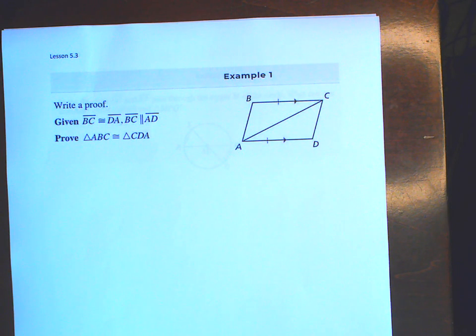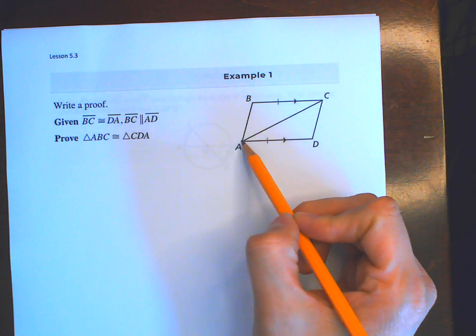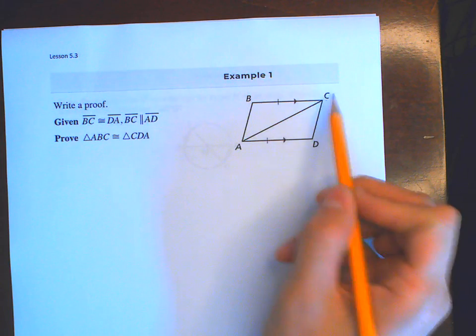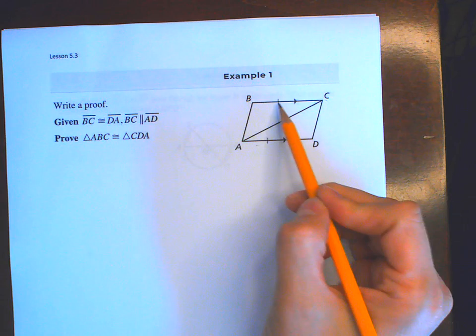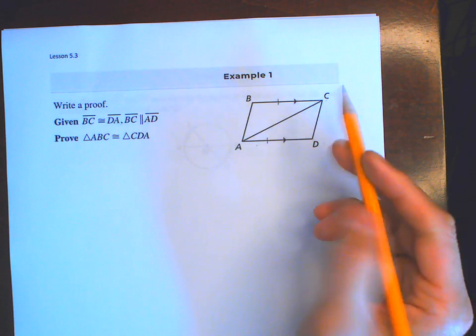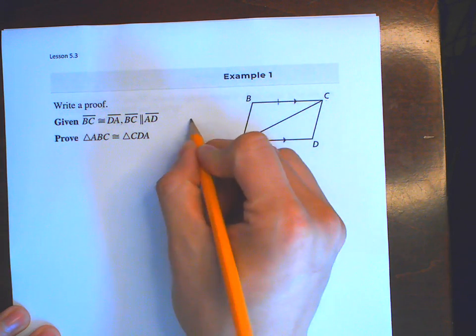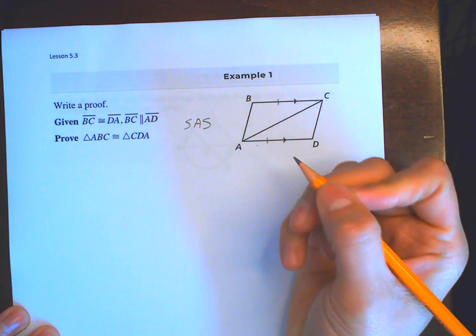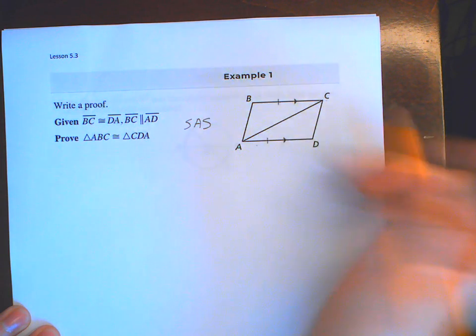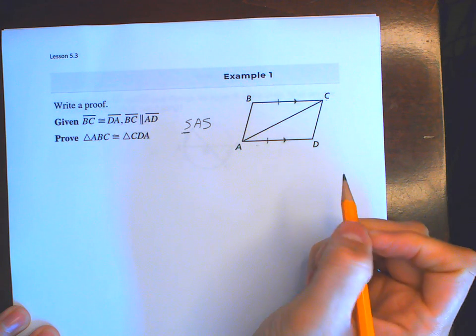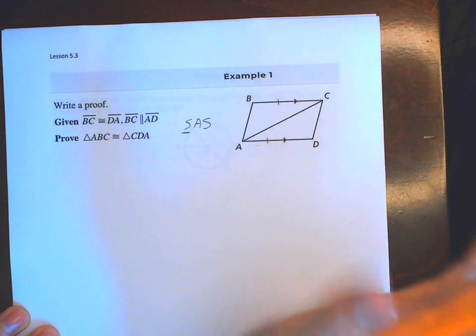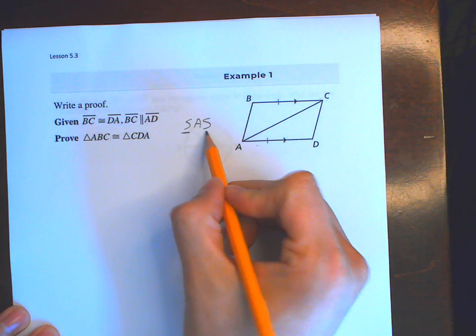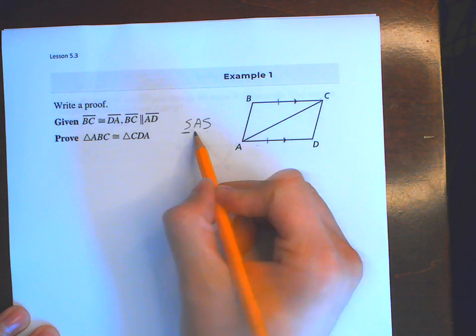Now, looking at this diagram, here's what they're asking me to do. They want me to prove that triangle ABC and CDA are congruent. And the only thing that I have right now is one pair of sides. Now, I want to use my side angle side congruence theorem. And according to what I have right now, I only have one pair of sides, which is BC and DA. That's it. That's all I have. That means I need a third pair and I need an included angle. So where is that coming from?